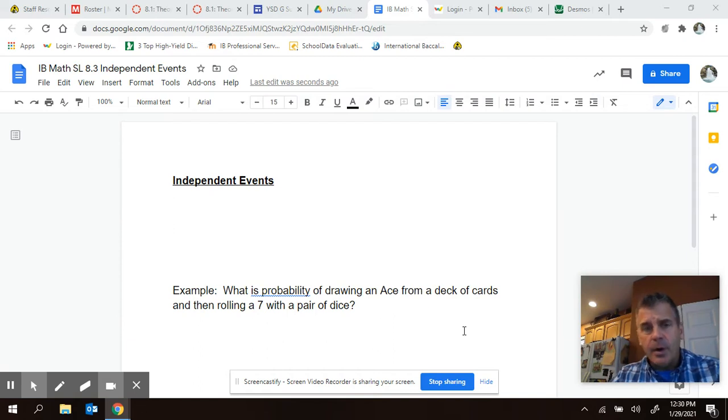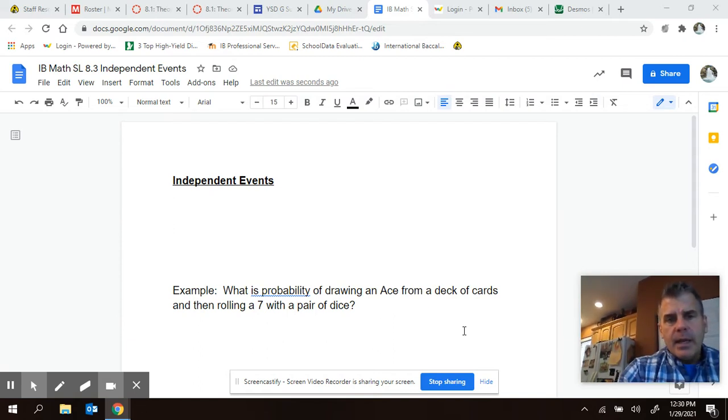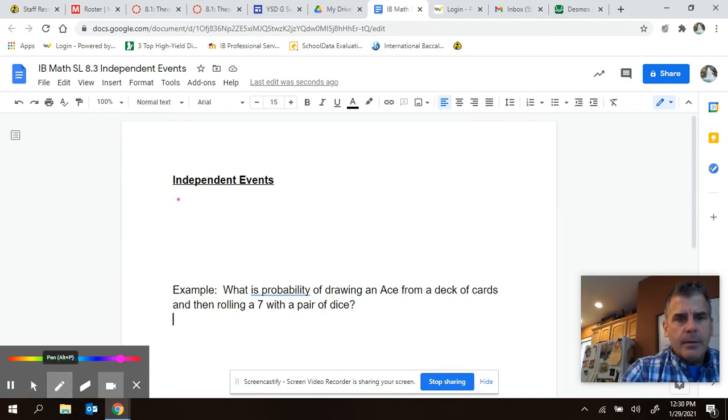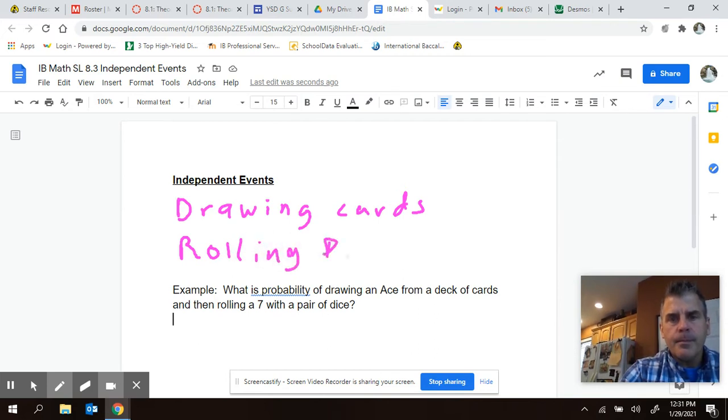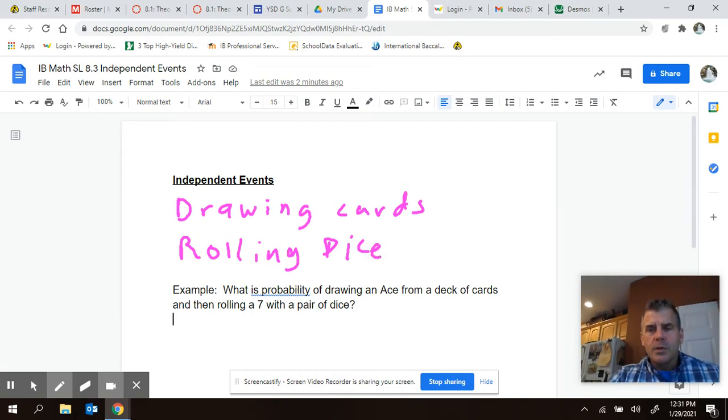So here's an example of independent events. Let's say drawing out of a deck of cards, and then rolling a pair of dice. So when you draw something out of a deck of cards, like a single card, that is an independent event of then rolling a pair of dice.